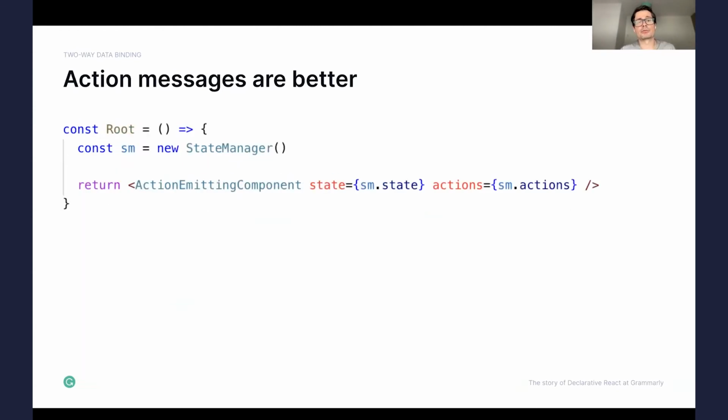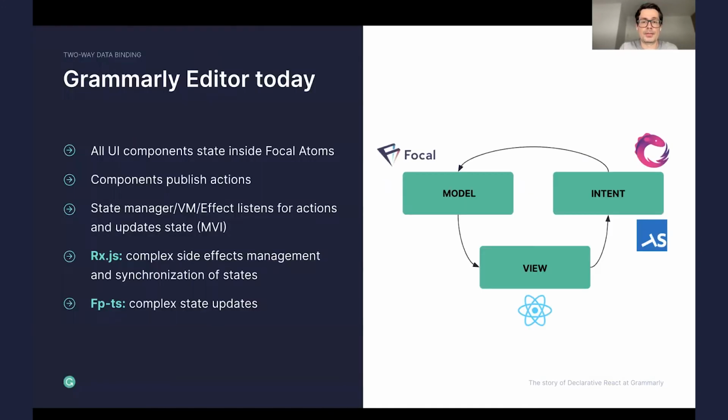So when we connect those things together, we create this state manager or model or whatever, and we pass the state and actions down to the component. It's very similar to the model view intent pattern, and it's the way most of the Grammarly editor features code is built today at Grammarly.